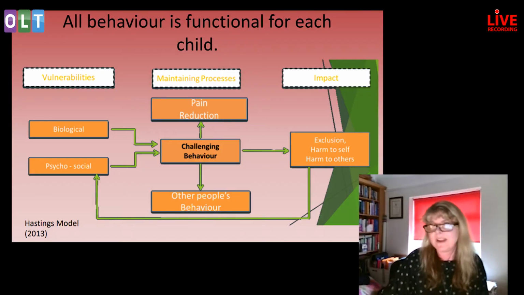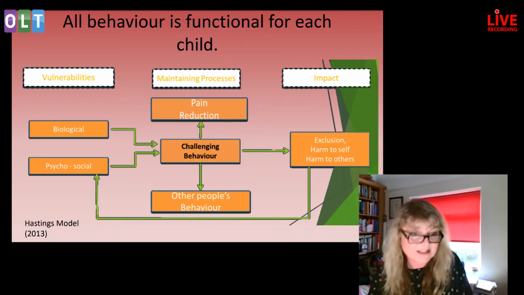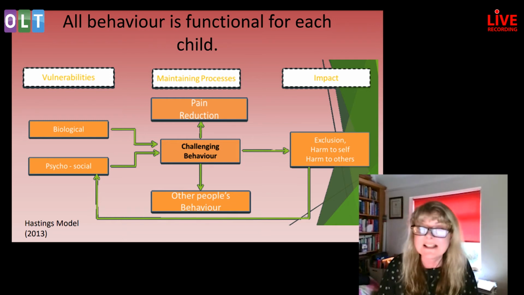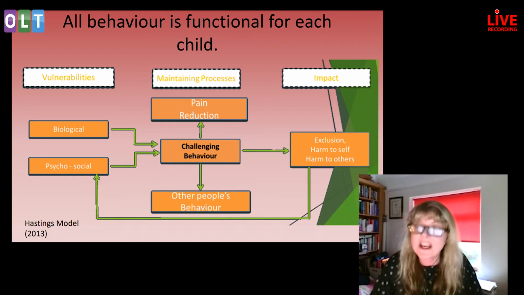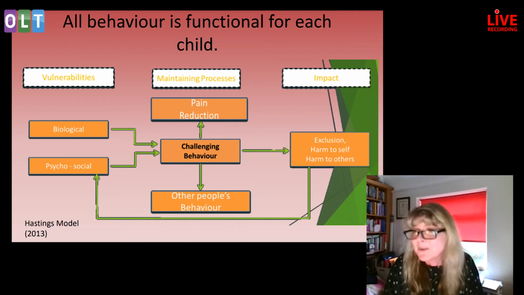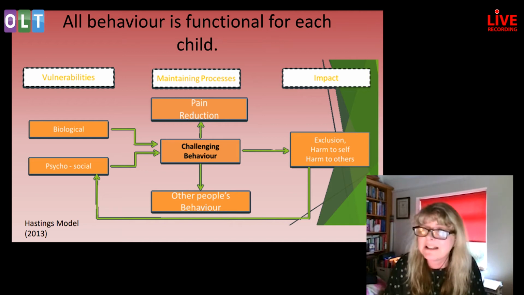Okay, so here's something else that I came across relatively recently, which is called the Hastings Model. So this is about looking at vulnerabilities, looking at why this challenging behaviour happens, and looking at the impact. So sometimes a particular child might be incredibly disruptive in the classroom because they want to be sent out, they want to escape. And what do we do if a child's being particularly disruptive?